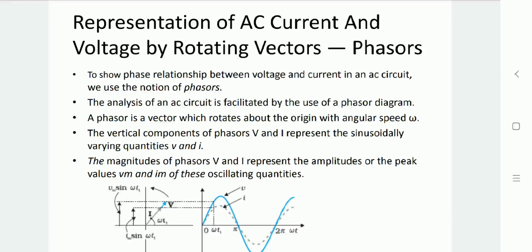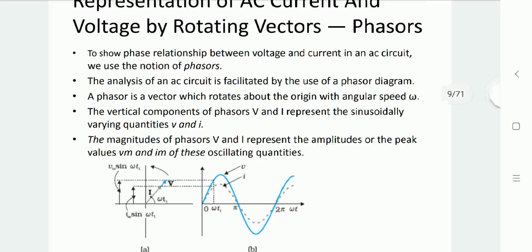A phasor is a vector that rotates from the origin with the angular frequency omega. The vertical components of phasors V and I represent the sinusoidally varying voltage and current. Here we denote them with capital V and capital I. It shows amplitude at that particular phase angle, and represents the whole behavior of sinusoidal voltage and current. The magnitudes of the phasors, capital V and I, show the peak value of the oscillating wave.